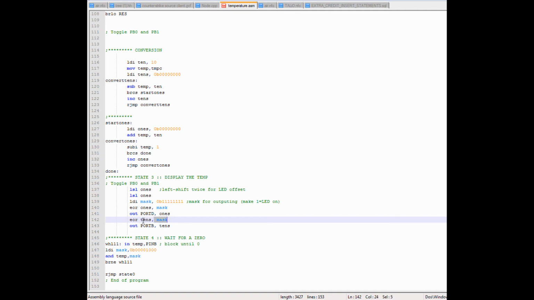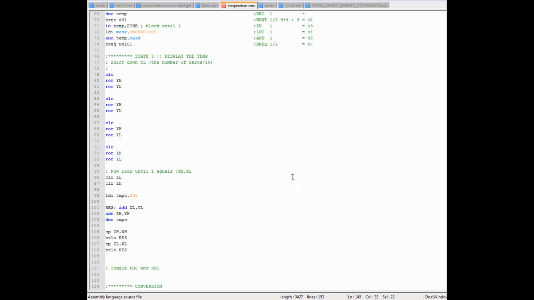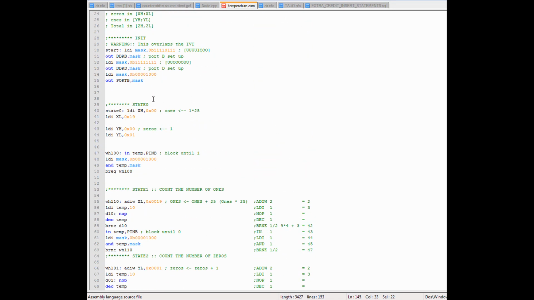Mask exclusive OR to 10's. It'll flip the bits in the 10's, and then it'll put out that to port B, which is the 10's place. Lastly, state 4 effectively does the same thing as state 0, minus setting up the variables.